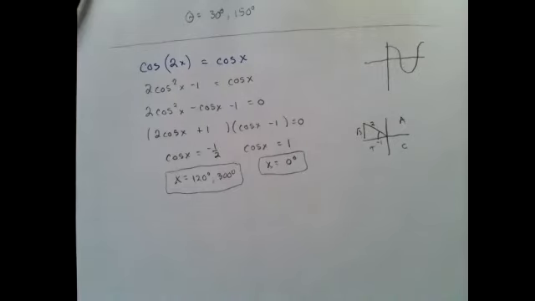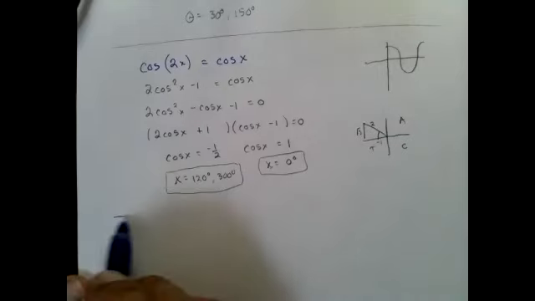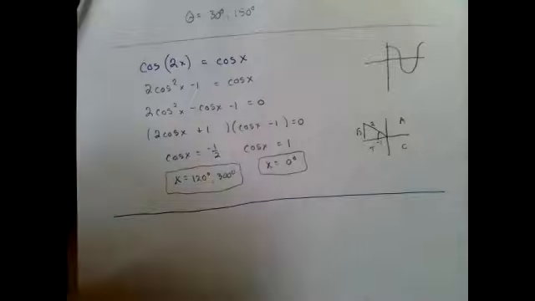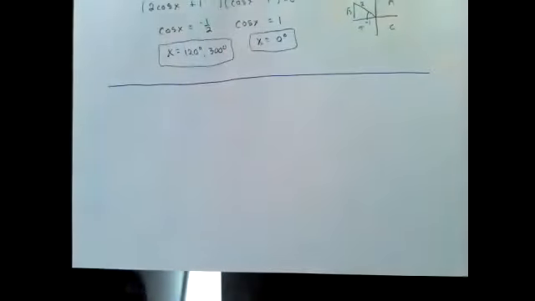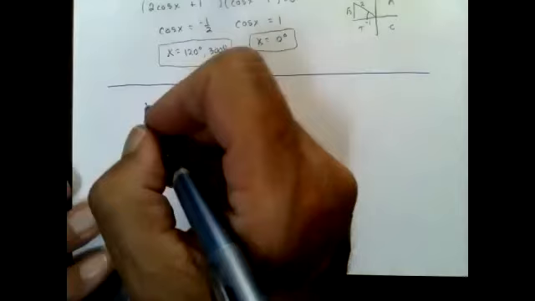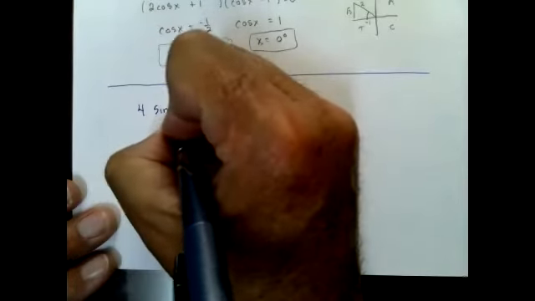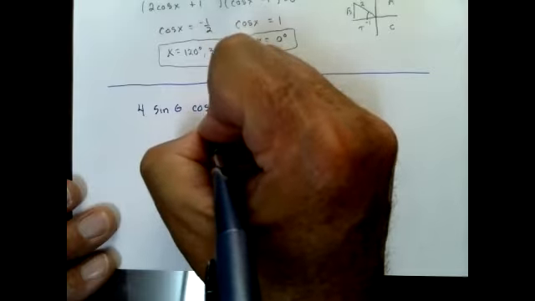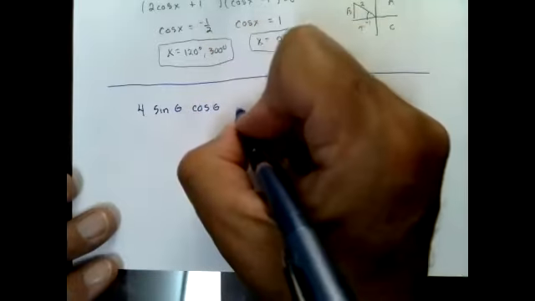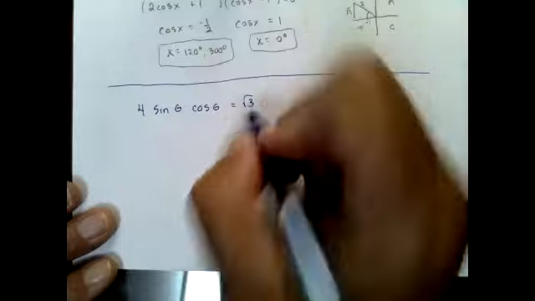What do you think? One more? Kelsey, give me a thumbs up if you want one more. Oh, Ethan says one more. All right, good. Again, this is going to help you working this weekend on assignment 3. Hopefully you're working on assignment 3. What if I gave you this one? 4 sine theta cosine theta equals square root of 3.